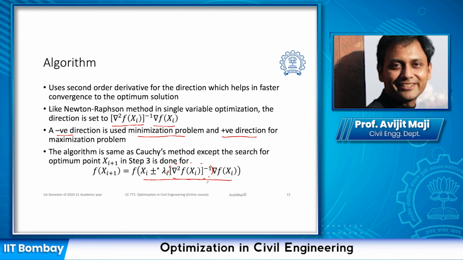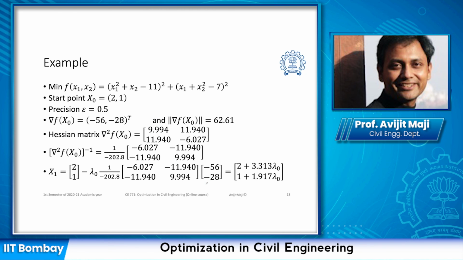So let us look into the same problem. If we are trying to use the Newton's method, we have this objective function, and this time we are starting from a different point, which is 2, 1. We have the same precision value 0.5. Now at this particular point, if we find out the gradient, we'll find that to be this, and the scalar quantity of this gradient is 62.61, which is very high compared to the precision which we have set. So we are estimating the Hessian matrix or the second order derivative of that.